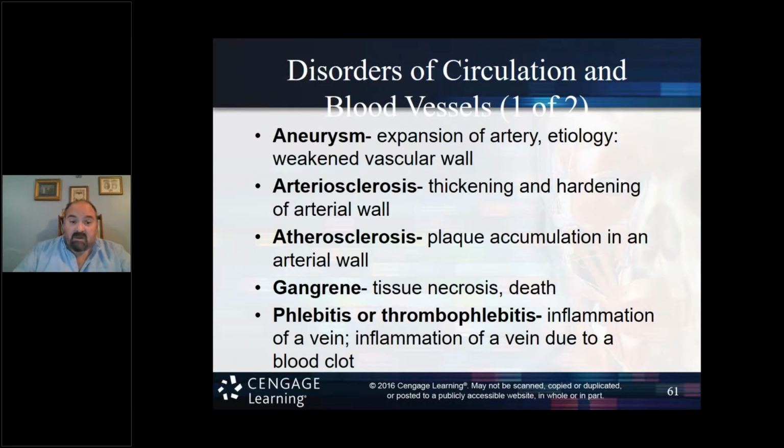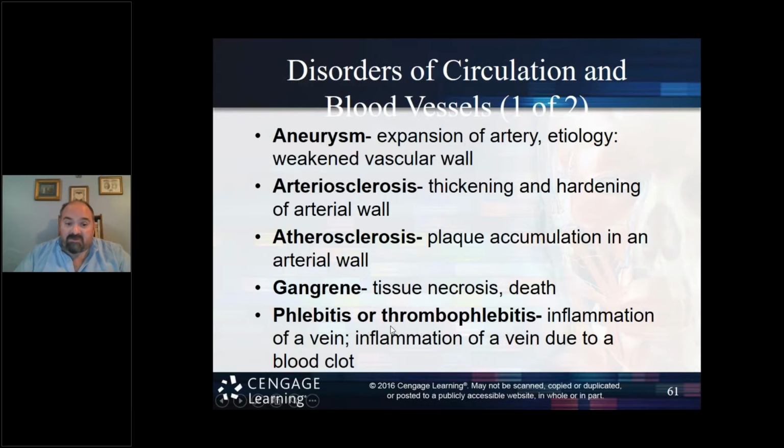Terrible. Gangrene, as far as tissue necrosis, this is areas, and it can be as a result of different types of bacterial infection. It can result from complications from diabetes, improper wound healing, or lack of wound healing.